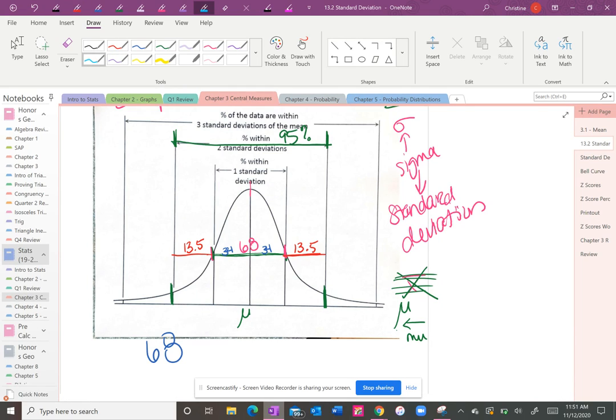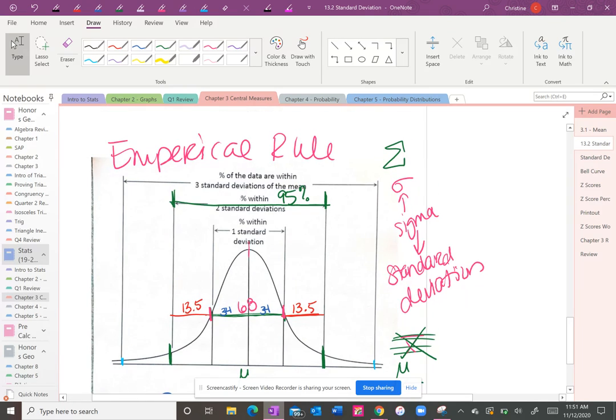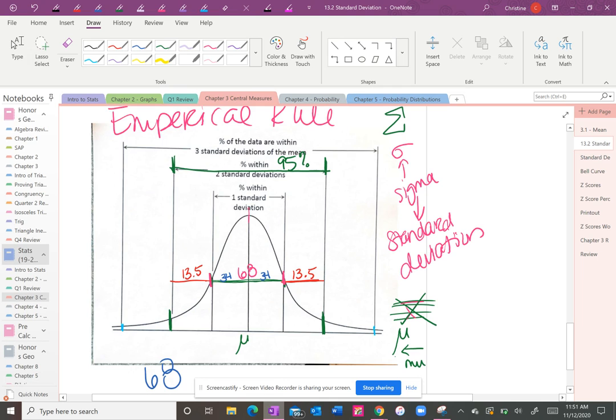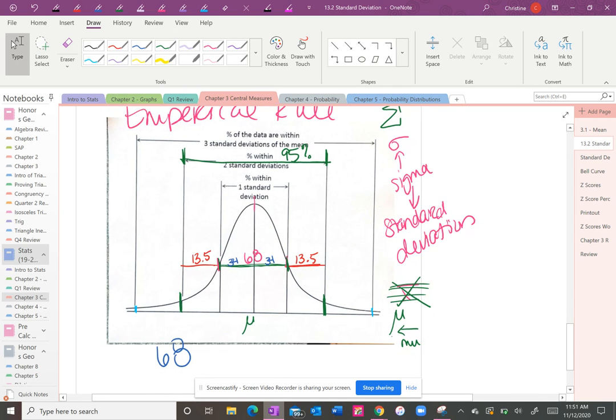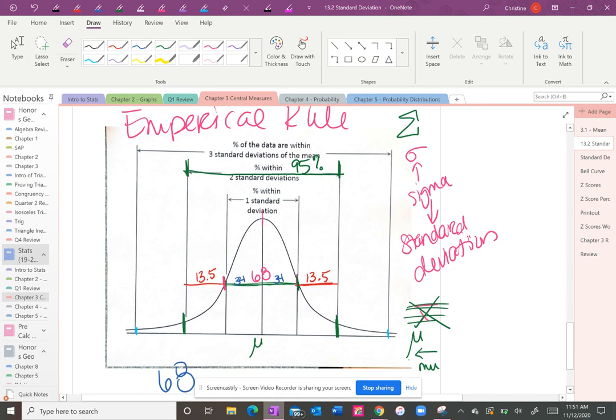And your last little segment here makes up 99% of the data. So once you have 99% of your data, you can say for sure, without any questioning, what is going to inevitably happen. So if this makes up 99% of the data, 99 minus the 95 we already have is 4. And so that means that 2% of your data is here and 2% of your data is located there.